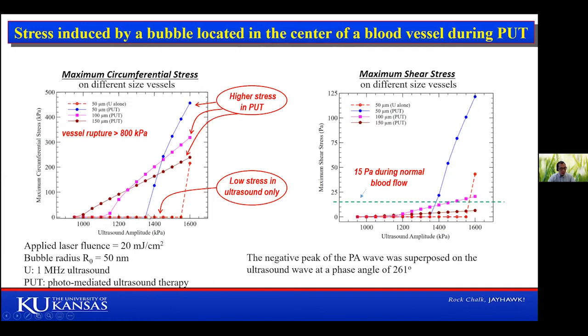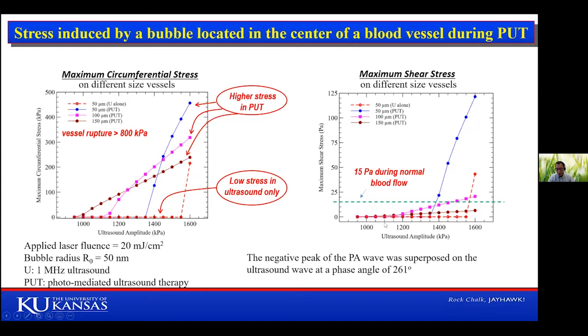With ultrasound alone, this line is very low. When you have laser plus ultrasound together, obviously the circumferential stress increases. But from the literature, the stress for vessel rupture is about 800 kilopascals, so it's still much less than this threshold. That basically means that if a bubble is in the center of a vessel, it's unlikely to cause the vessel to rupture.